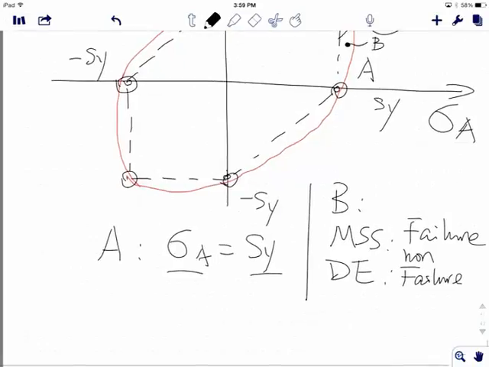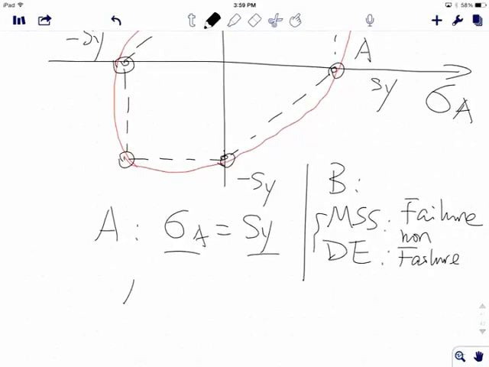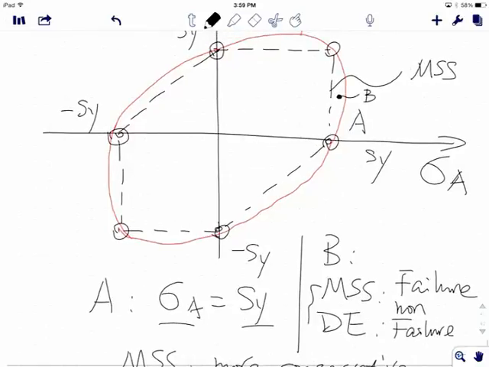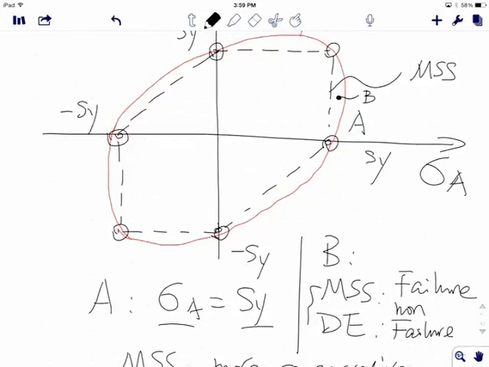Okay, so by saying that, it tells you maximum shear stress is more conservative, right? And distortion energy is more aggressive, okay? All right, so now you ask me which one to choose. Depends on design. If you want to be more conservative, of course you use maximum shear stress. If you want to be a little aggressive in your design, you can use distortion energy.